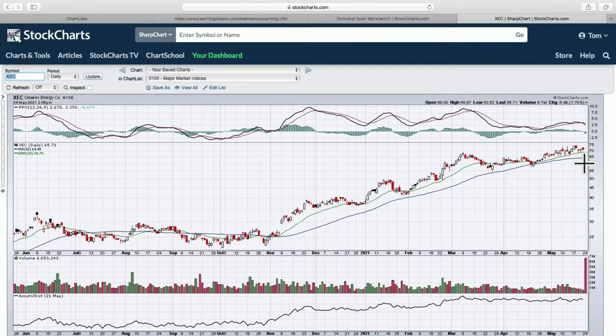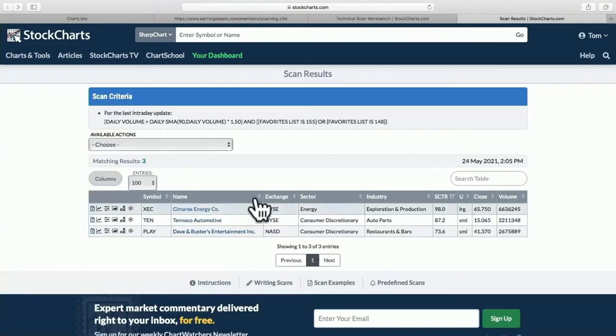So no guarantee that it goes higher from this point, but it certainly does present a better reward to risk trade. And that's what we try to do with our combination at EarningsBeats, using our research platform along with the powerful tools that you have at StockCharts.com. So that's one stock. Now I can go back and we can take a look at the others real quick.